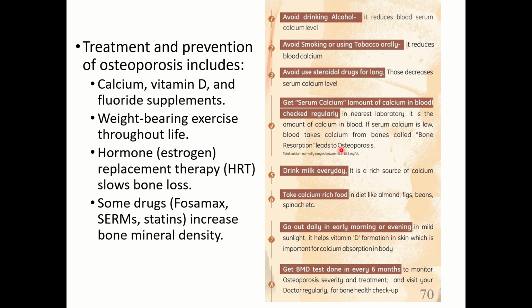This illustration has 8 tips for preventing osteoporosis, and it includes avoid drinking alcohol because it reduces blood serum calcium level, avoid smoking or oral tobacco for the same reason, as well as avoiding steroidal drugs for long term because they also decrease serum calcium level. And step 4, get your serum calcium checked regularly.